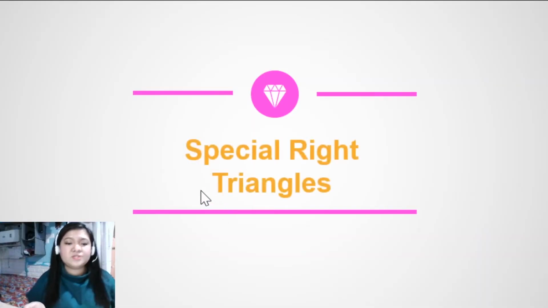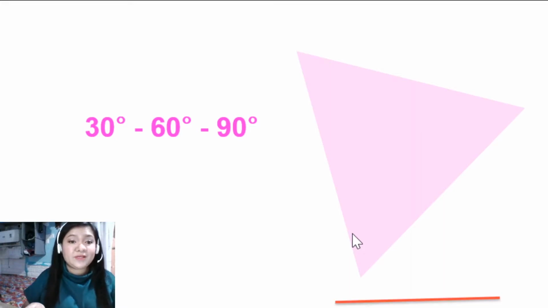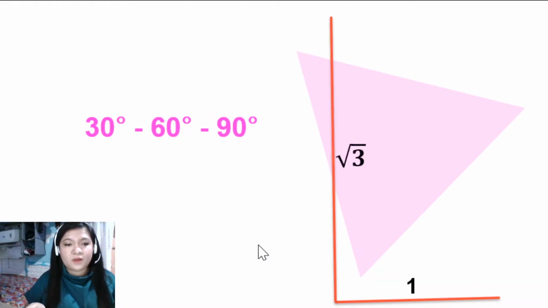Before we start with trigonometric ratios of special angles, let us recall the measurement of the legs and the angles of special right triangles. Let's start with the 30-60-90 right triangle. If the length of the shortest side is 1, the length of the longer side should be square root of 3. And the length of the hypotenuse is twice the length of the shorter side, therefore it will be 2.